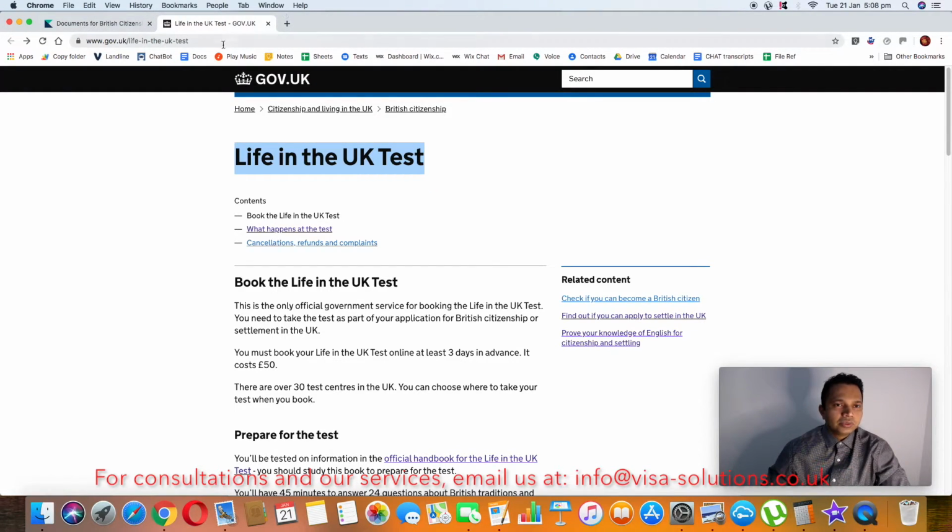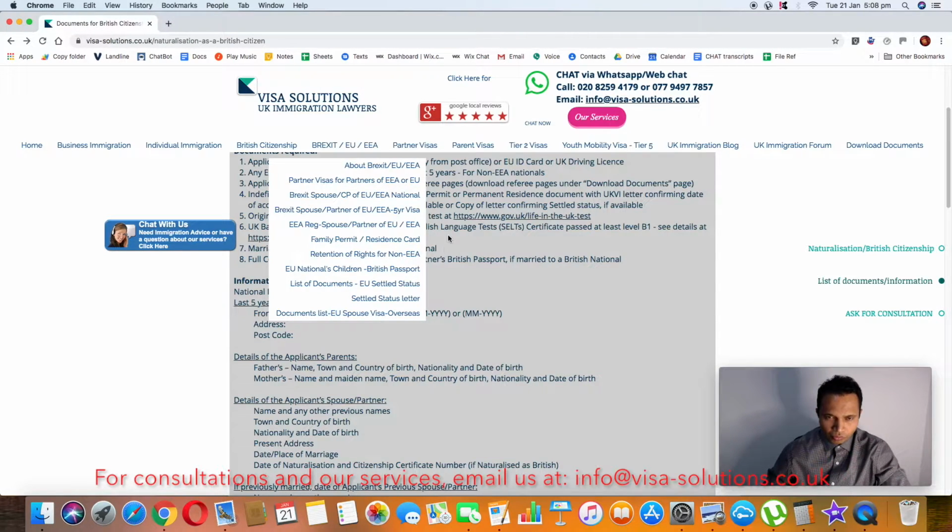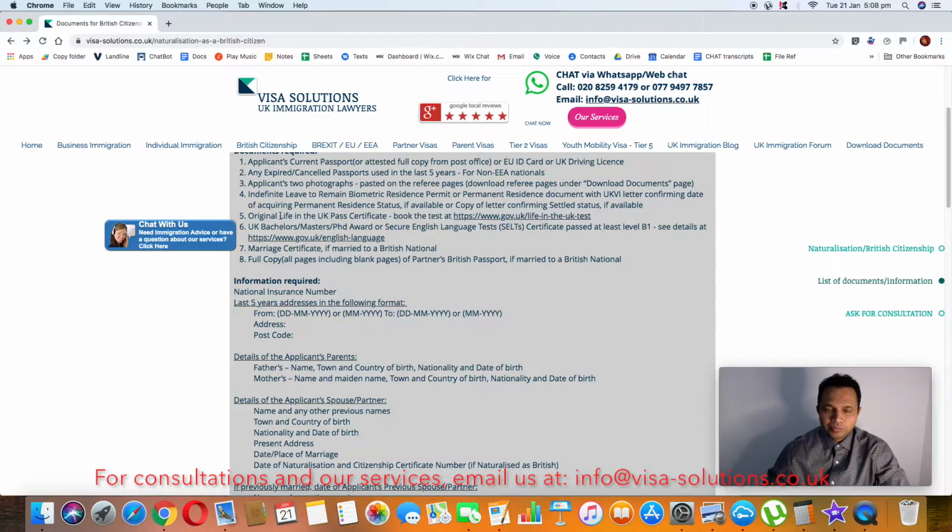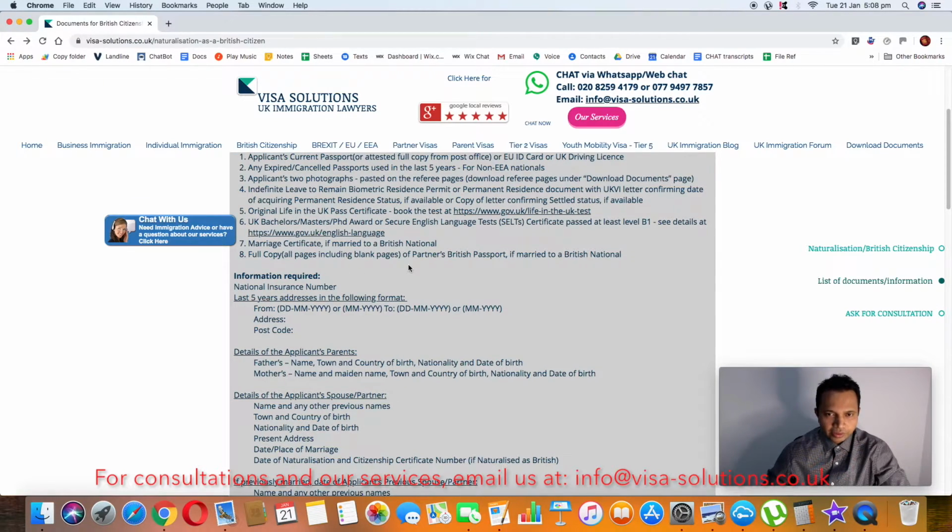So that's all about the Life in the UK test. We are required to write the ID of the test certificate on the application form, and that can be used to verify your certificate.